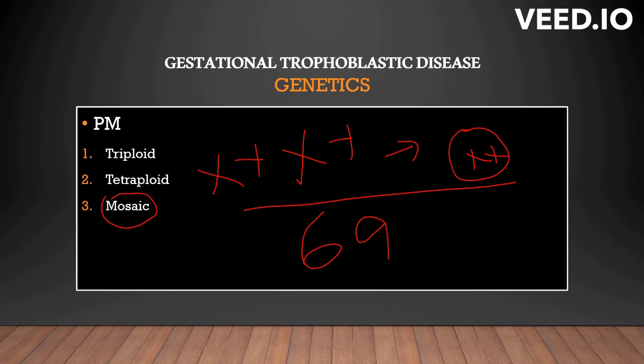What happens when different genetic material is present in two cell series in the same individual? It is termed mosaic. So mosaic can be present in partial mole, but very rarely, but it could be.